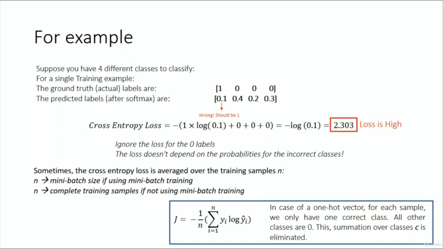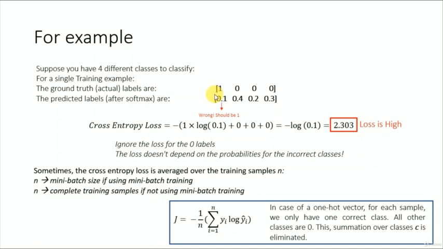Suppose that the ground truth, or the actual labels, are 1, 0, 0, 0, and the predictions after softmax are 0.1, 0.4, 0.2, 0.3. Realize that all of your predictions sum up to 1. In this case, for this single image, the first class is the correct class. So this is our labels. There's a 1 at the index of the first class. That means the first class is correct.